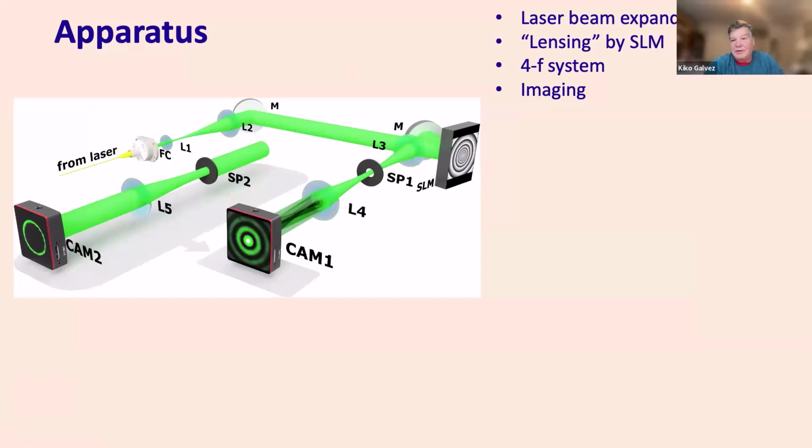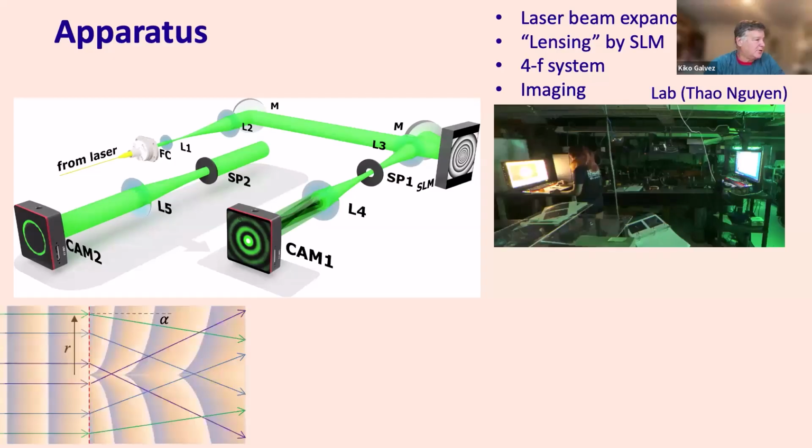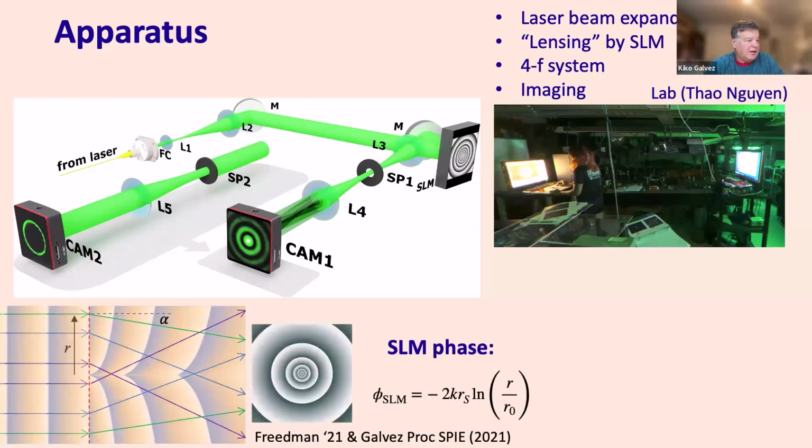So we do use what we know about general relativity to do the deflection. There's a picture of the lab, and what the SLM does is deflect the light, and you can see the wavefront. It has this very unique shape after being deflected by gravity, and the phase of the SLM has a logarithmic form.